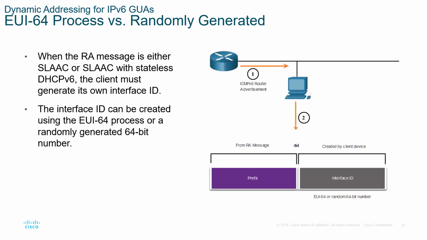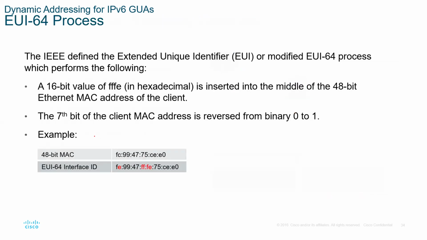All right, now to EUI-64 versus randomly generated. When we are using SLAAC, we said a host creates its own IPv6 address using 64 bits, which can be randomly created, or we can use EUI-64. When the RA message is either SLAAC or SLAAC with stateless DHCP, the client must generate its own interface ID. The interface ID can be created using EUI-64 or randomly generated. Okay, we are through that.